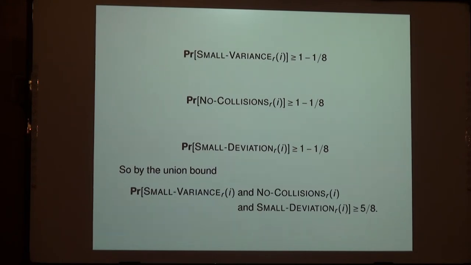We had three events: small variance, no collisions, and small deviation. The first two depend on the hash functions only, and each one happens with probability at least 7 eighths. The last one depends on the random signs. So by a union bound, all three of these events happen with probability at least 5 over 8.